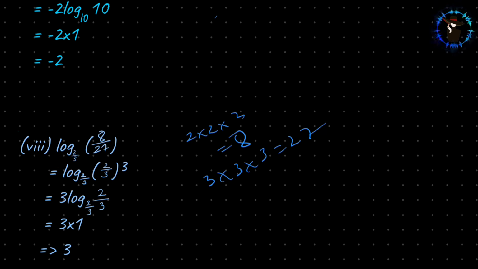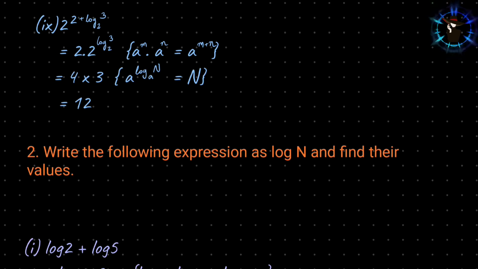Then again this cube goes here as 3 log 2 by 3 with the base 2 by 3. This whole thing, log 2 by 3 with the base 2 by 3, turns into 1. We have similar things here. 3 into 1 is 3. Next question. 2 to the power of 2 plus log 3 with the base 2.